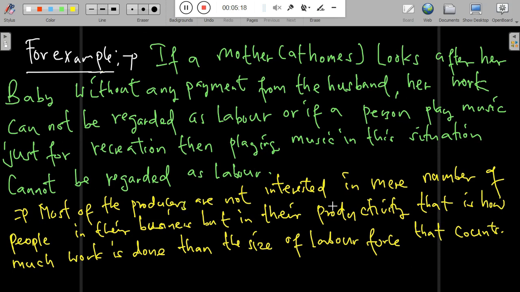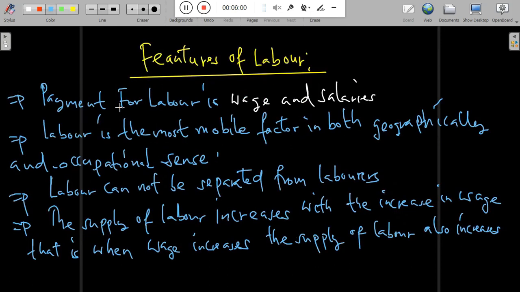Most producers are not interested in the mere number of people in their business, but in their productivity, that is, how much work is done rather than the size of the labor force. Most managers who own companies and firms realize the contribution of labor by checking how much labor contributes to the output of the firm.